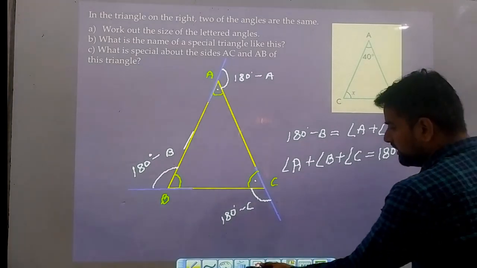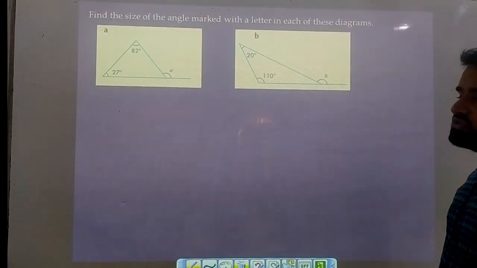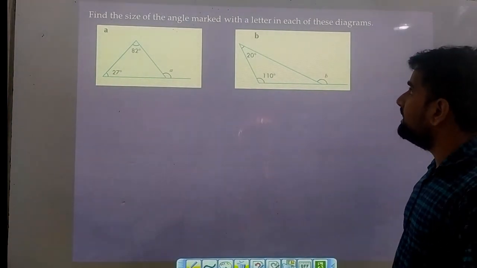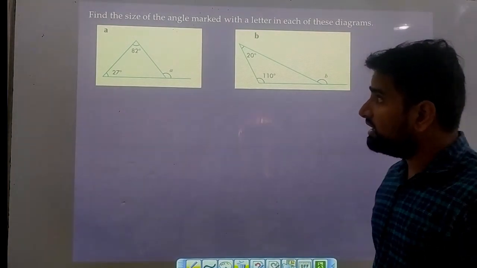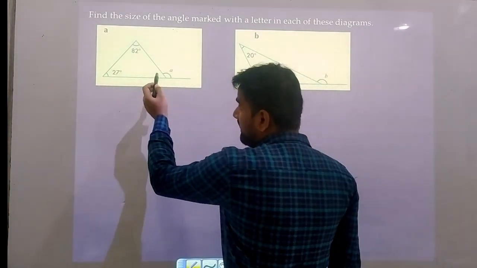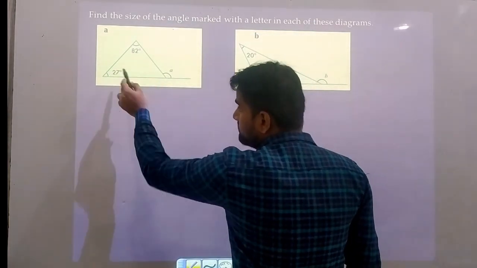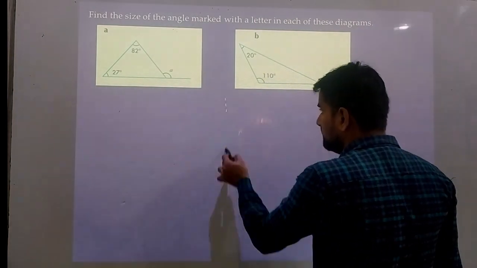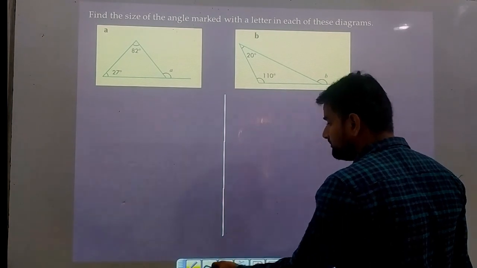Okay, let's move ahead and take some good questions about it. These are two exterior angles, as you can see. Find the size of the angles marked with a letter in each of these diagrams. In question A, it's saying this is an external angle. This angle is 82 degrees and this one is 27 degrees. Let me draw a line here, so we can do both questions on separate sides.